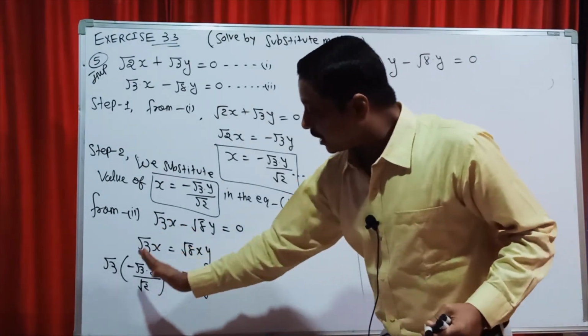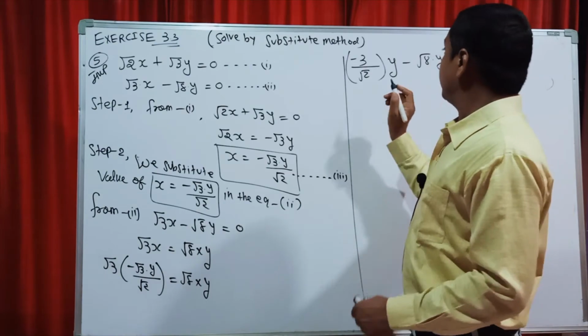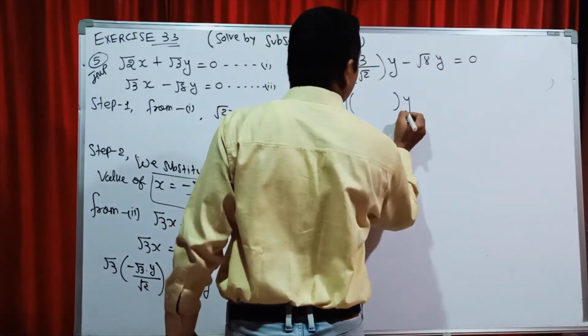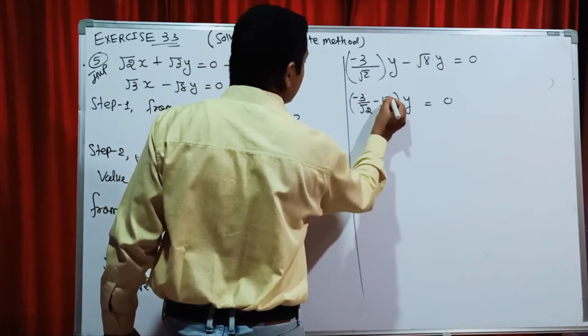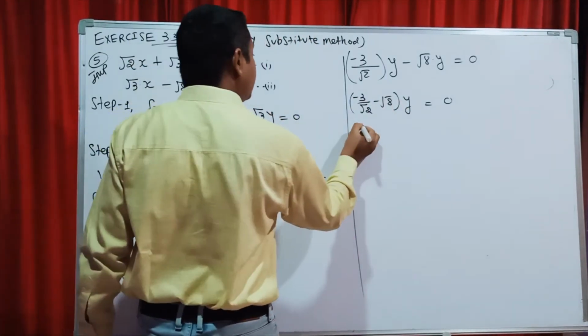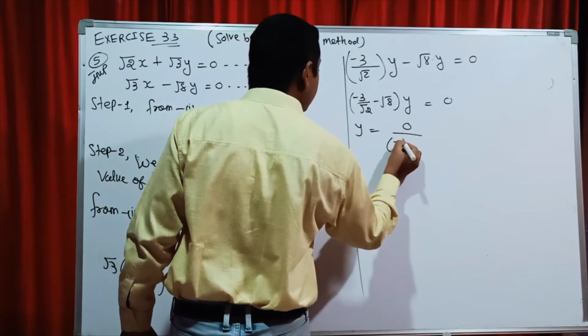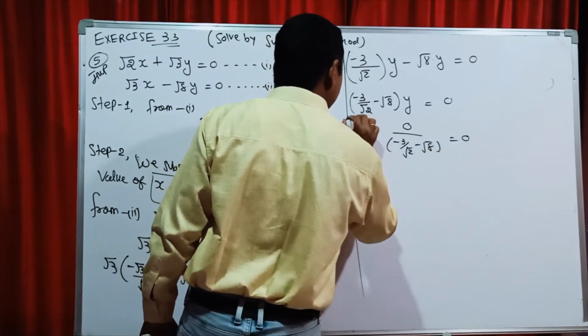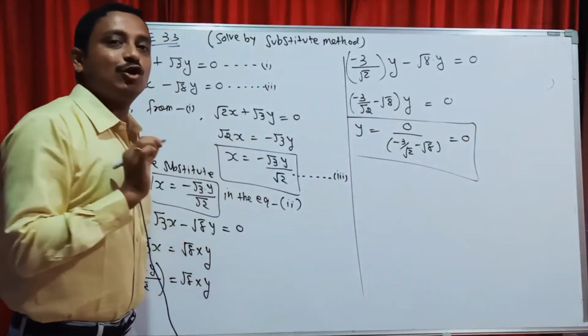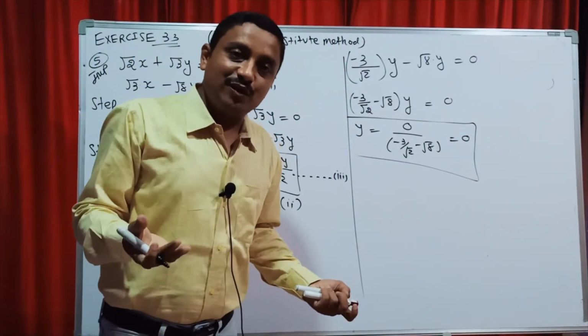So you take the right side to the left side and take out the common. y is common. We have 3 by root 2 minus root 8. So what is y? 0 by anything. You know, students, 0 by anything is the answer? Yes, 0 by anything is 0.